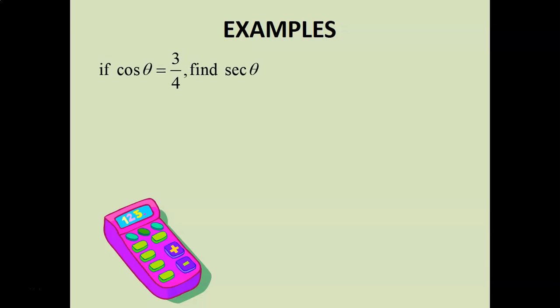Let's say we know that cosine of theta is 3/4, and we want to find secant of theta. Well, we should think about how cosine and secant of theta relate to one another. If we think a little bit, you should probably realize that these are reciprocals of one another. So if we know cosine, we can apply the reciprocal identity to find secant.